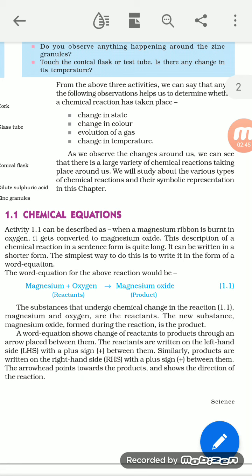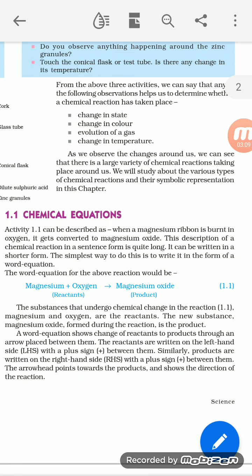With an arrow placed between them. How will you write it? First we write the two reactants. After that there will be an arrow, and after that arrow the product will be there. The reactants are written on the left-hand side with a plus sign between them. Maybe two reactants are there, maybe three; we have to write them with plus signs.